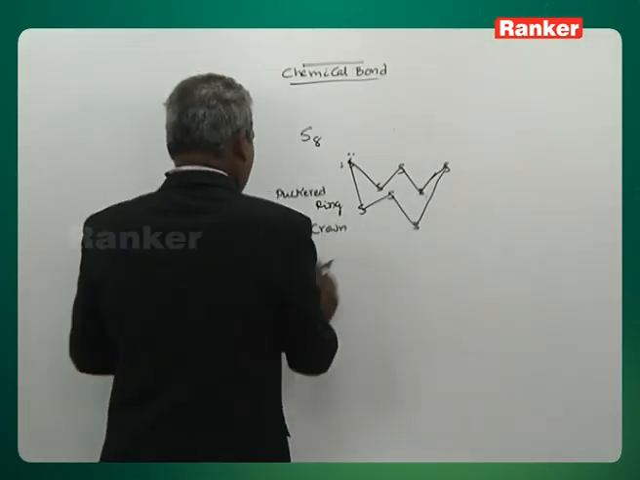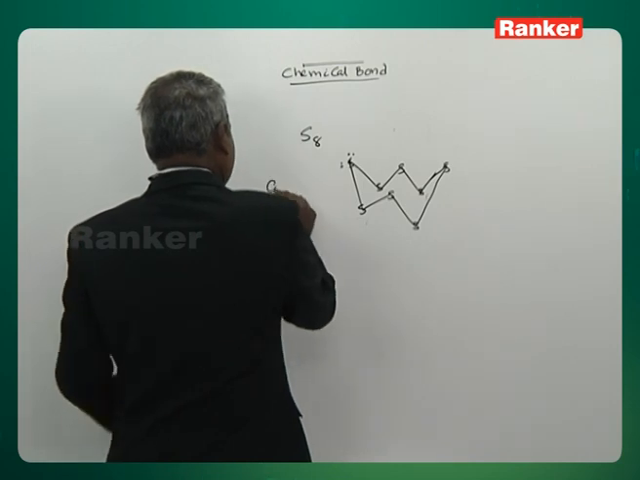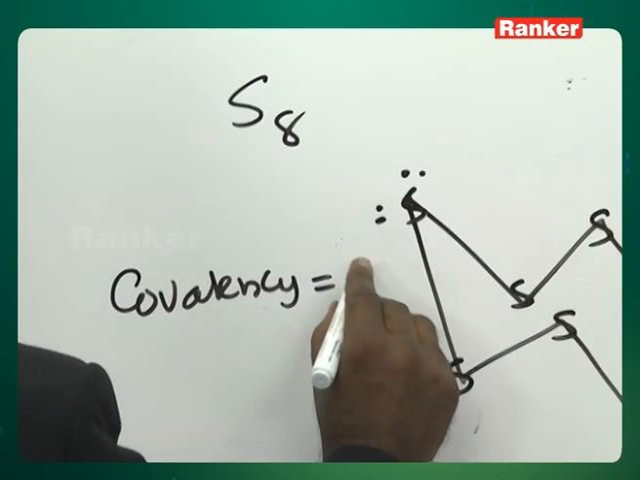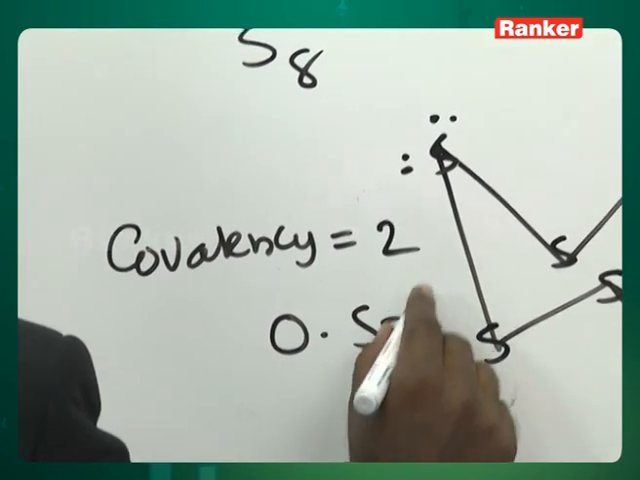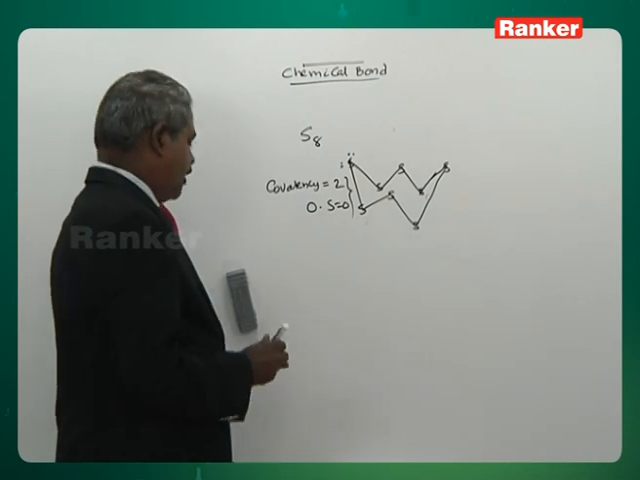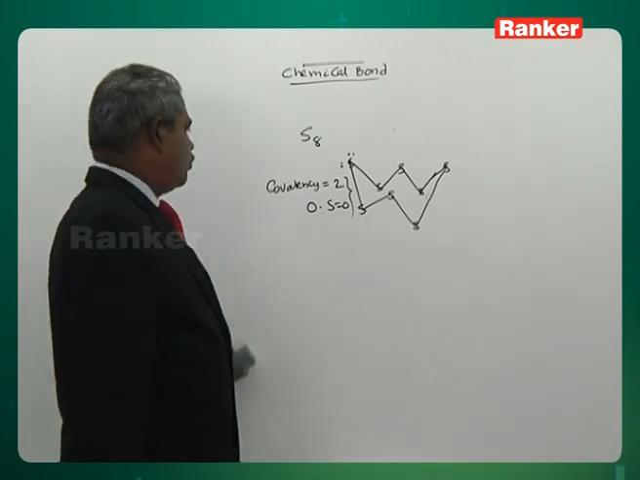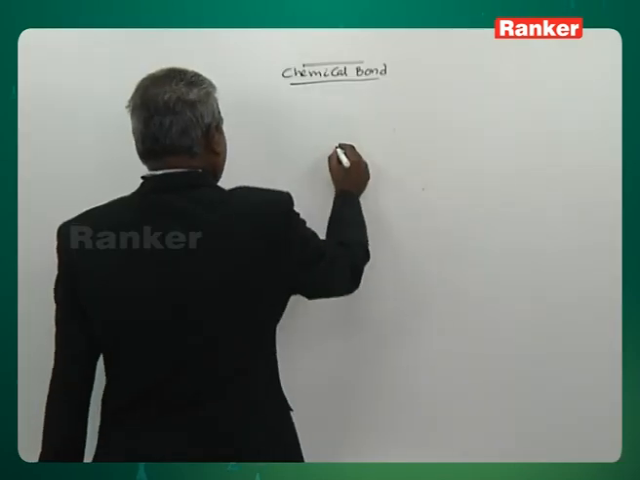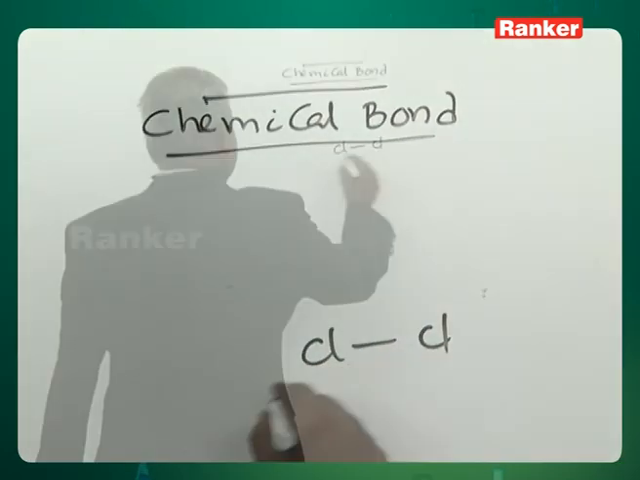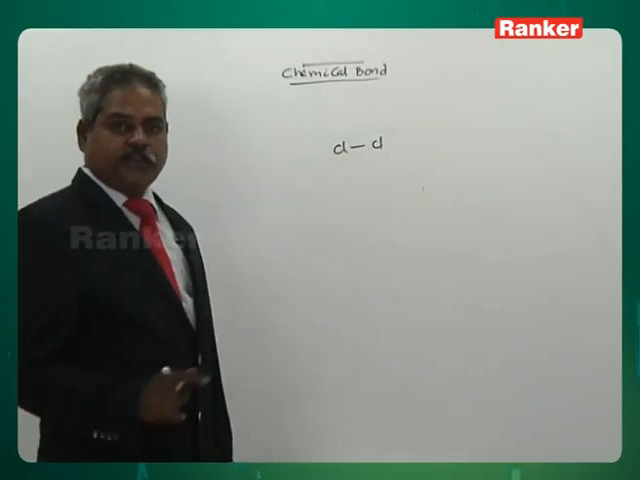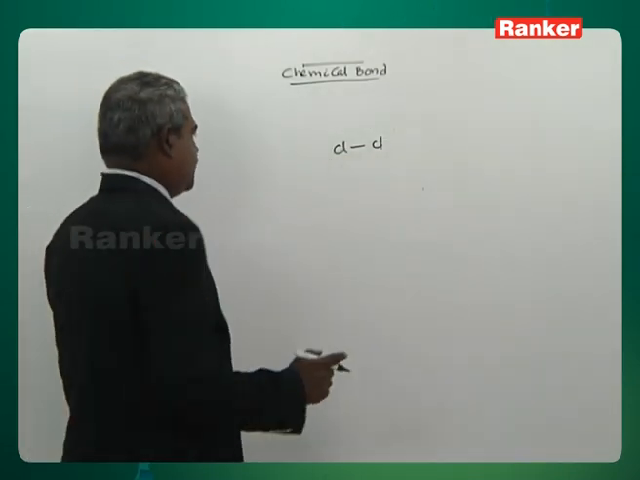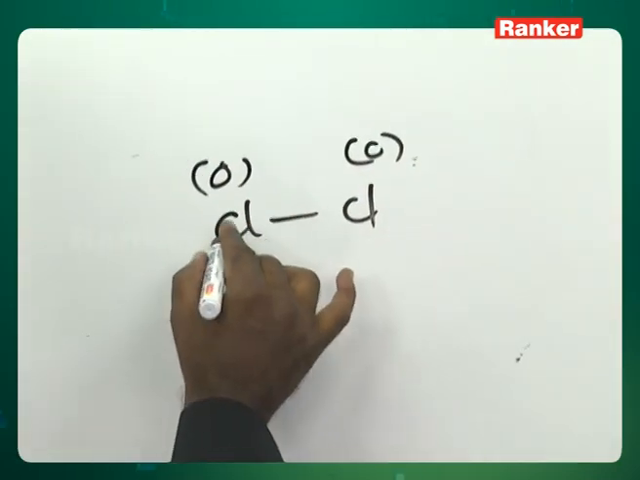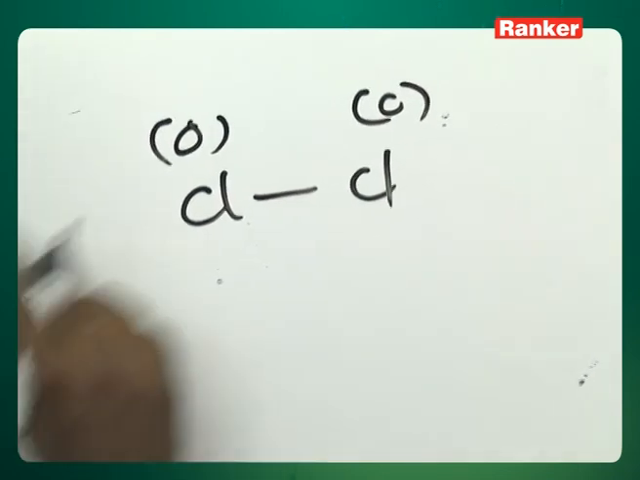What is the covalency of sulfur here? Each sulfur is forming two bonds, no doubt, but with two bonds it is not winning an electron, it is not losing an electron. So S8 is 0. What about Cl2? Cl-Cl, no win, no loss. So 0, 0. Neither losing nor winning, two chlorines.